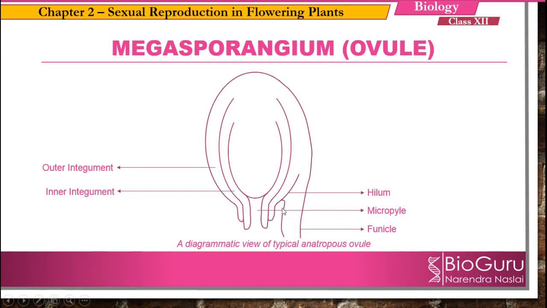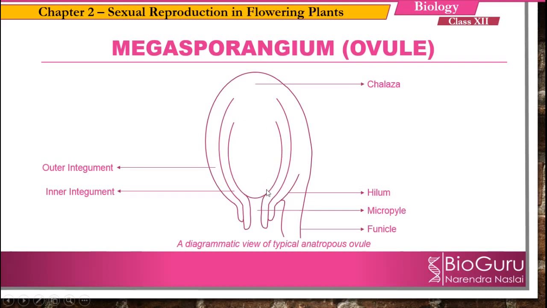Now, the region opposite to the micropyle, this is the micropyle and its opposite region, that means this one, is called the chalaza. What is it called? Chalaza. What is that? The region opposite to the micropyle, where it is covered by integuments. Clear?